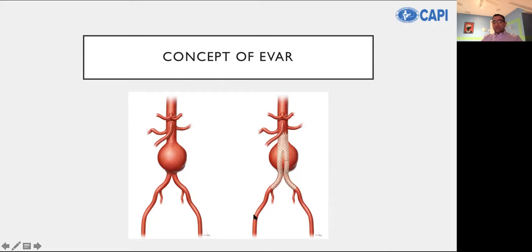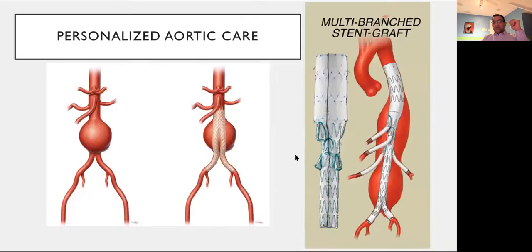We make small punctures in bilateral groins like the cardiac cath, and we place these stent grafts, which is again a similar material, the woven Dacron material, which is mounted on a metal stent. It's a flexible stent, and it seals off in the healthy aorta proximally and the iliac arteries distally, and cuts off the blood flow to this aneurysm sac. So basically, it excludes it from the circulation, and that's how we treat the aneurysm.